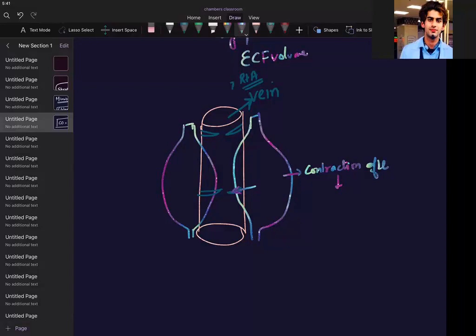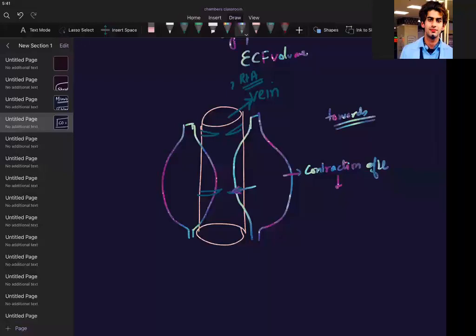Once we look at the limb veins, first you have to tell me: are these valves opening towards the heart or away from the heart? They open towards the heart. Okay, this is the first concept you have to remember. The valves open towards the heart.